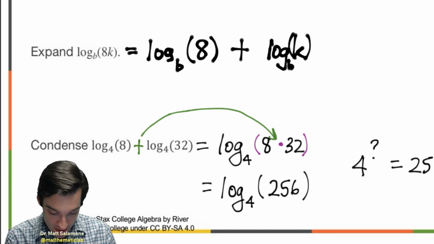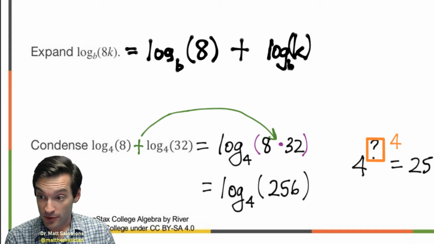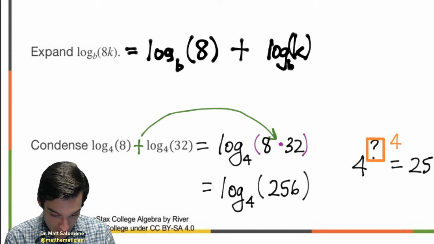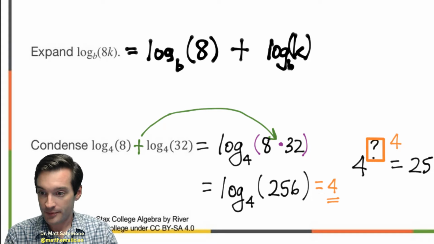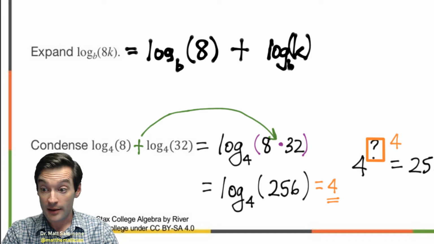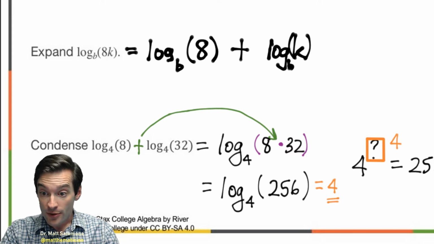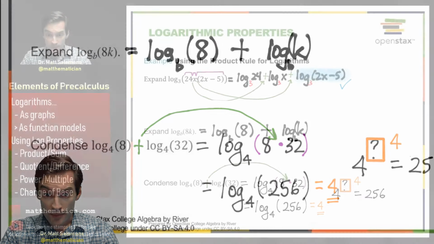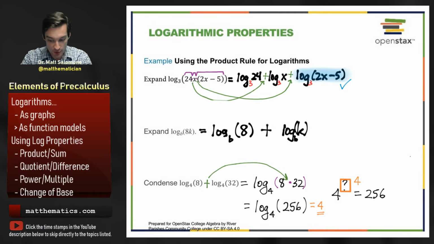And it turns out that the power that solves this equation is 4. 4 to the 4th power, you can check, is equal to 256. And so at the end of this problem, it turns out that the answer is equal to 4. If I add the base 4 log of 8 to the base 4 log of 32, what I get in the end is actually just the number 4. So that's the product and sum story. So that's how we can use the product and sum properties of logarithms to simplify expressions.